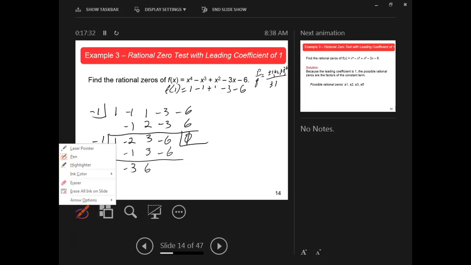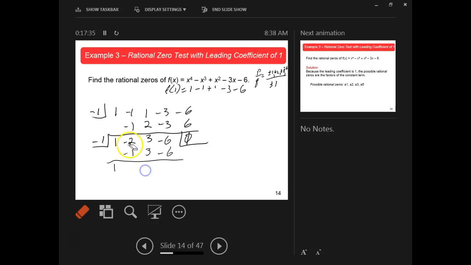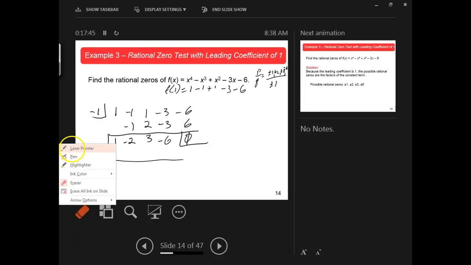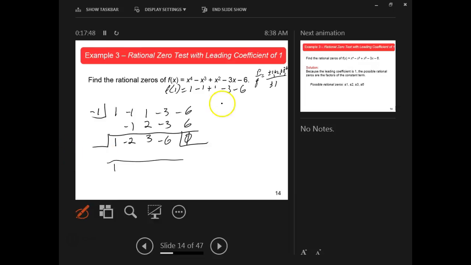So what we do, we erase this stuff. It's easy for me because I have a magic pen. But we're not going to do negative 1 again. Negative 1 is a 0. So let's just write that down. It said find the rational zeros. Here's x equals minus 1. Okay? So what do we do next? We go for the next possibility. What you want to try? We eliminated 1. We found negative 1 worked once. So what do we try next? 2. Okay? Let's try 2.